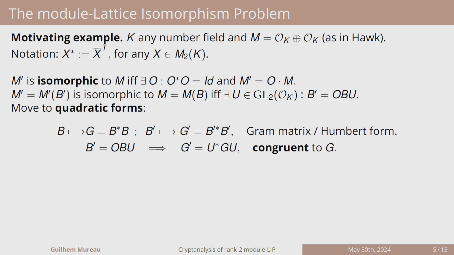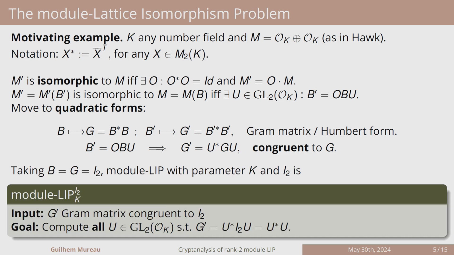And if we get a relation B prime equals OBU, so we have isomorphic module lattices, in terms of Gram matrices, we get congruent Gram matrices, so a relation of the form G prime is equal to U star times G times U. And for example, taking the easiest basis of the module OK plus OK, the identity basis, the Gram matrix associated is also the identity.